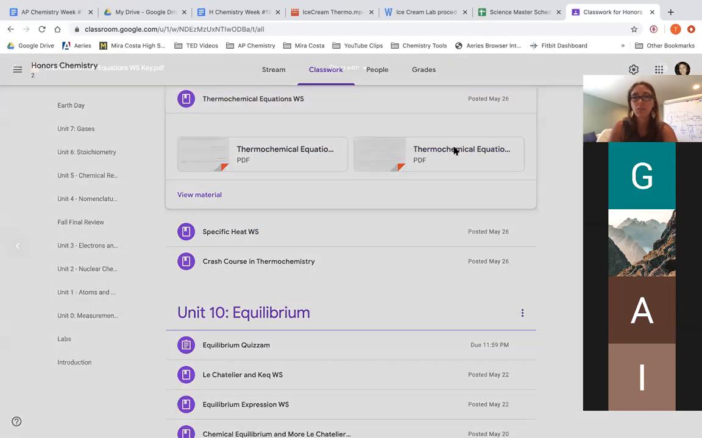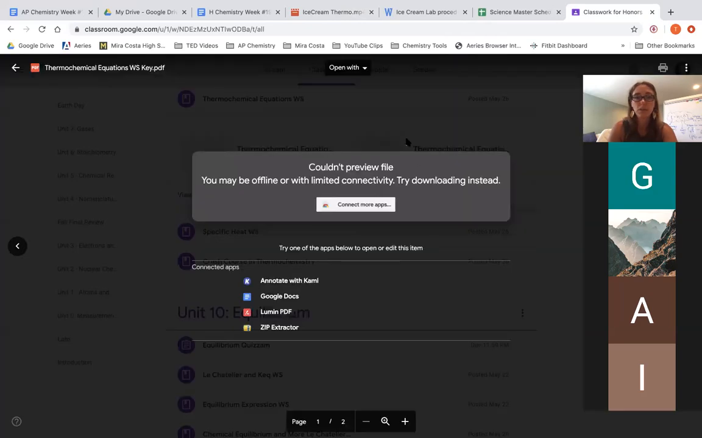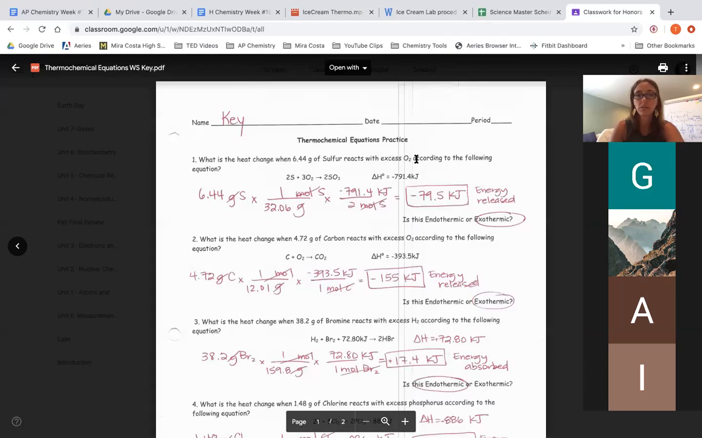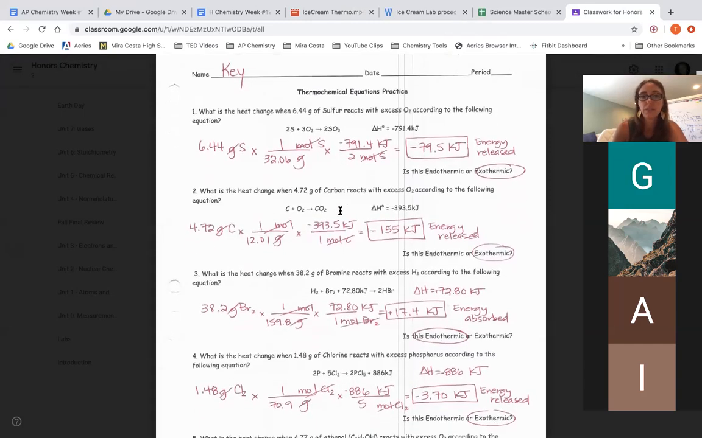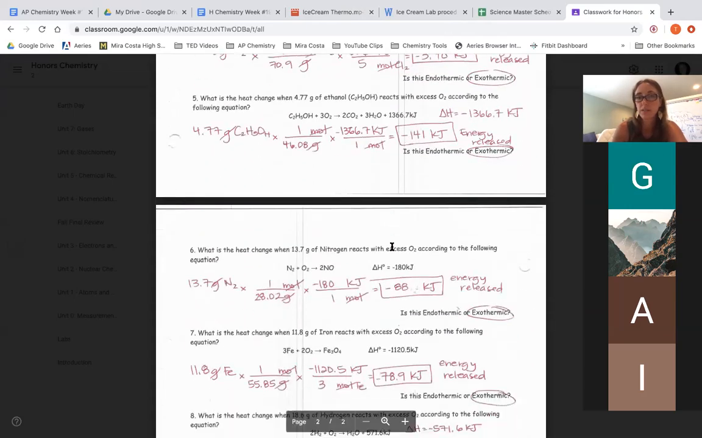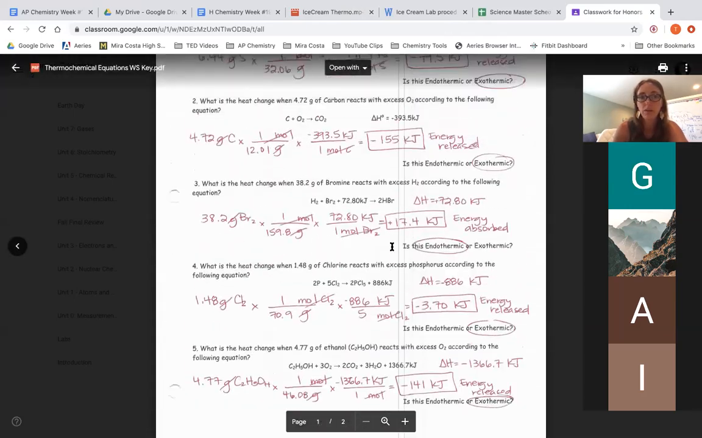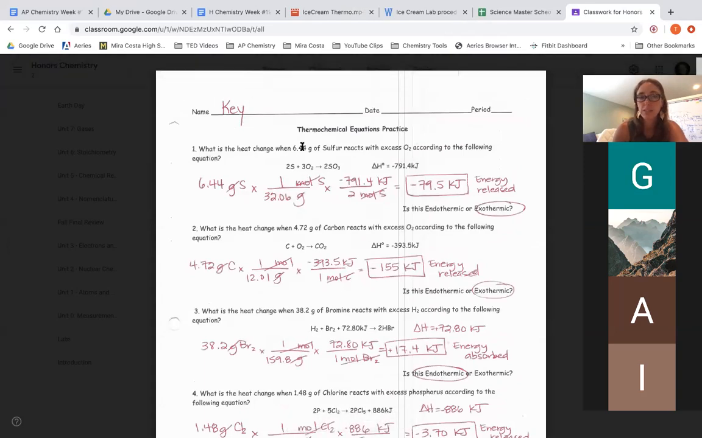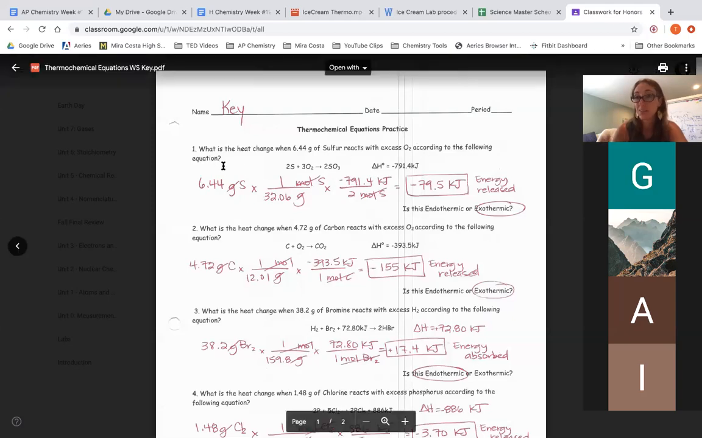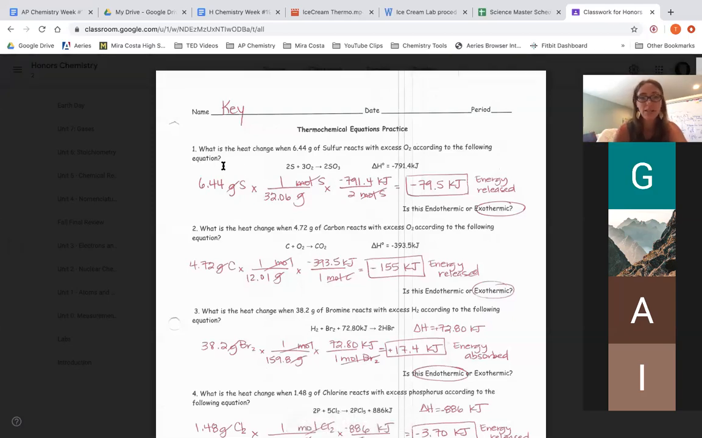Okay. So I just want to show you kind of what I did here with these because all my work is here, so you should be able to follow it pretty well. But it says here, what is the heat change when 6.44 grams of sulfur reacts with excess oxygen according to the following equation? So it's a little bit of limiting reactants, excess reactants.